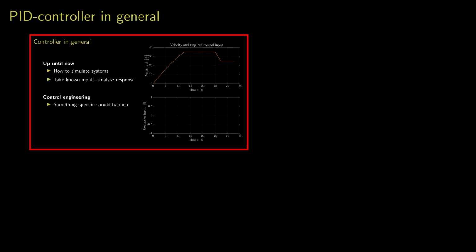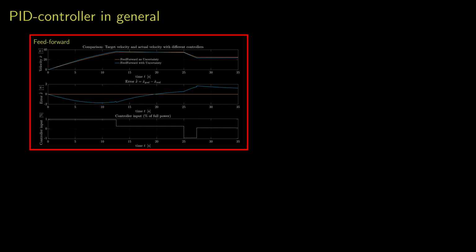A PID controller is a feedback controller. You can learn what that is in my previous video. And it consists of three parts: a proportional, integral and derivative part. The resulting output of the controller is the sum of all three.